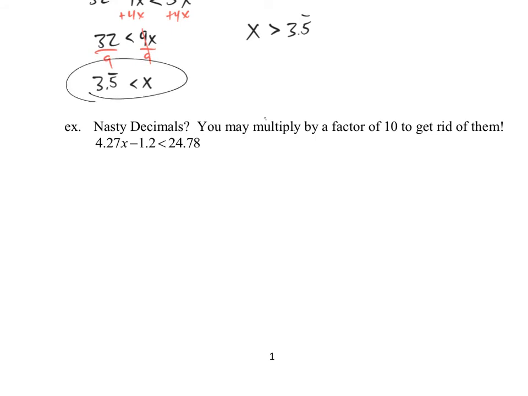If you write this down, that's totally fine. Nasty decimals. A lot of people take one like this and just go through and do the whole problem with the decimals in there. There's absolutely nothing wrong with that.